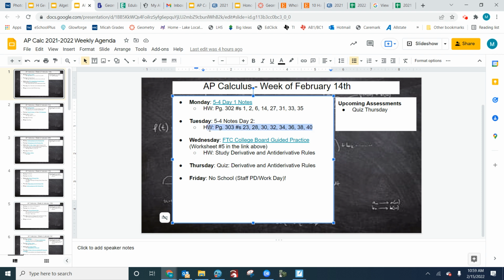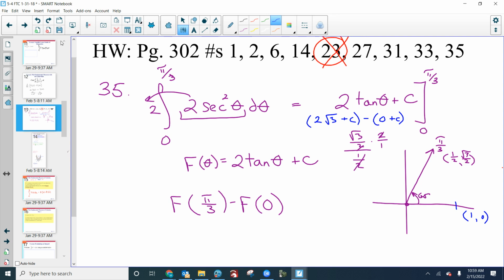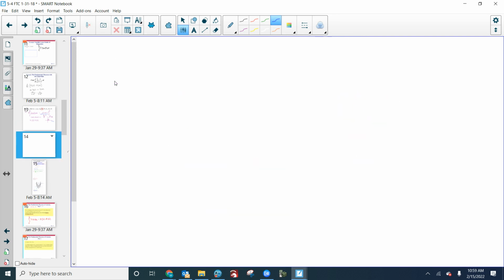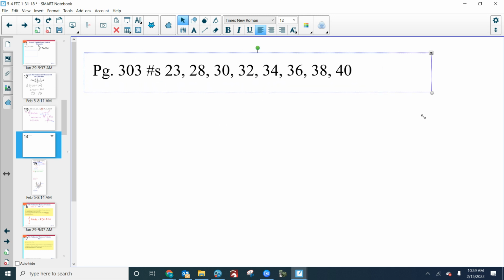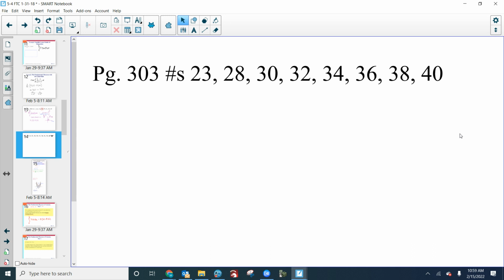My hint for you, number 40, you might want to have some milk candy. It's a little spicy. All right. My hint to you on number 40 would be to use a property of integrals to get it set up into a form that's easier to find the antiderivative of.